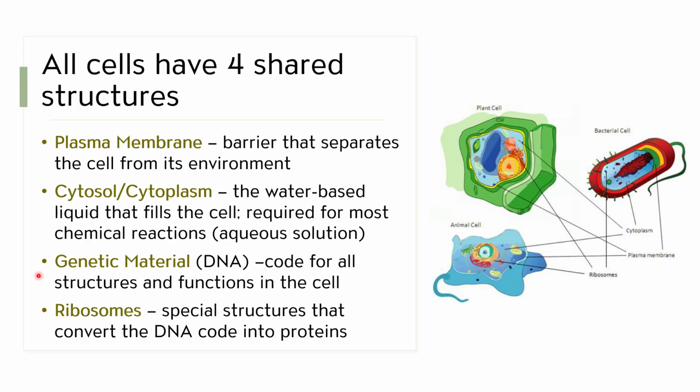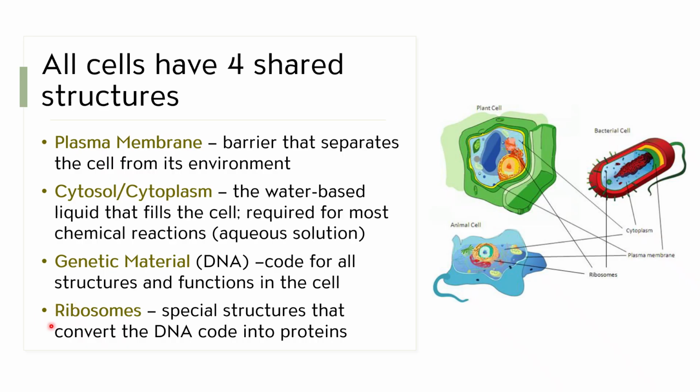Then every single cell has to have genetic material, DNA, because this is the code that tells the cell what proteins to make, when to make them, how many to make, all of that kind of stuff. So it's basically the blueprint for the cell. You need to have the blueprint to know what to make and how to fill your cell.